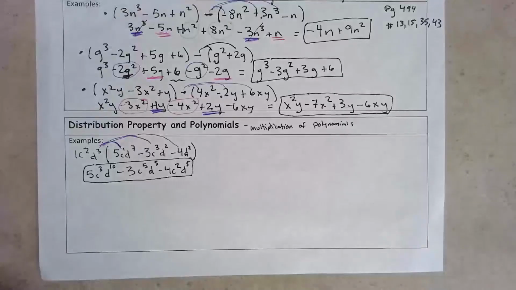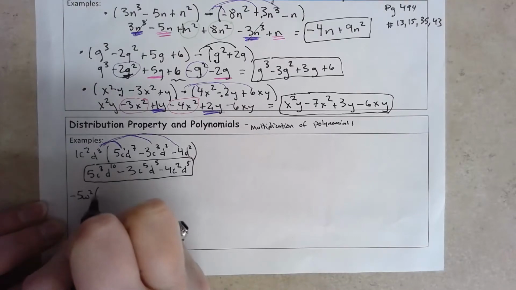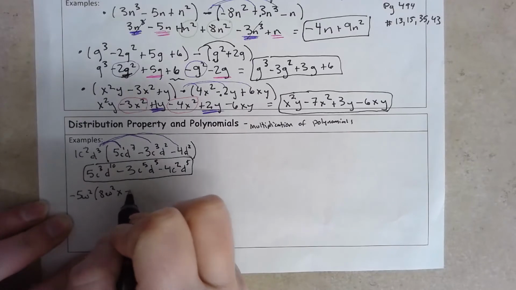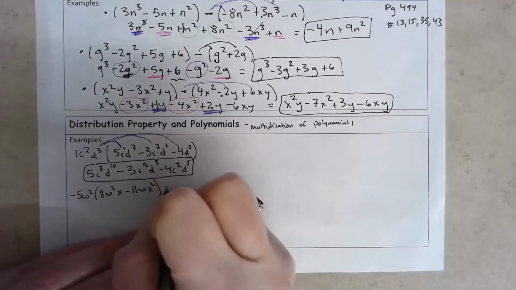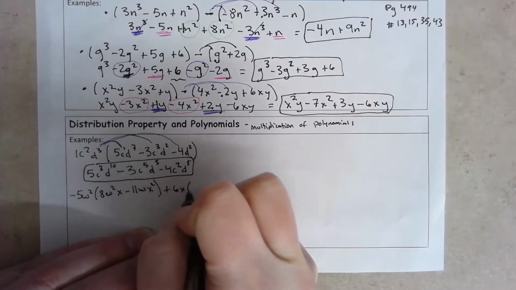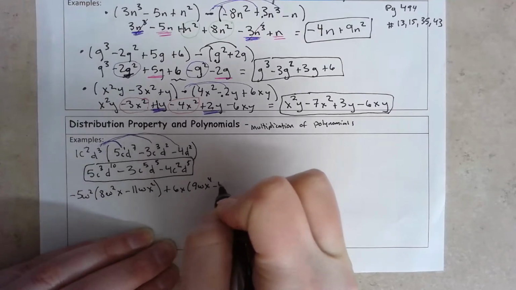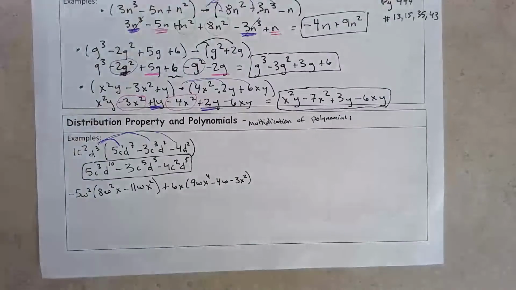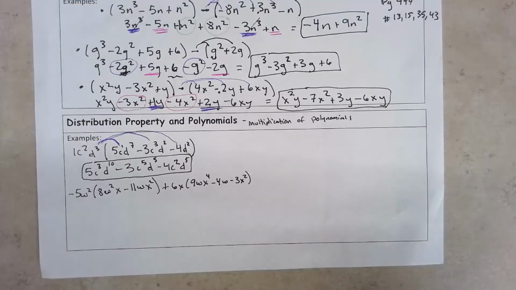Let's look at our next one. So negative 5w squared times 8w squared x minus 11wx squared plus 6x times 9wx to the 4th minus 4w minus 3x squared. Okay, this is the same as our first one. The only difference is we have to distribute twice. We've got two cases.